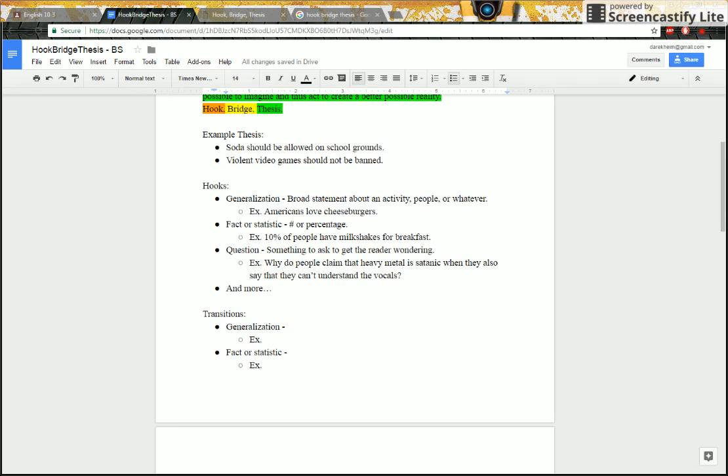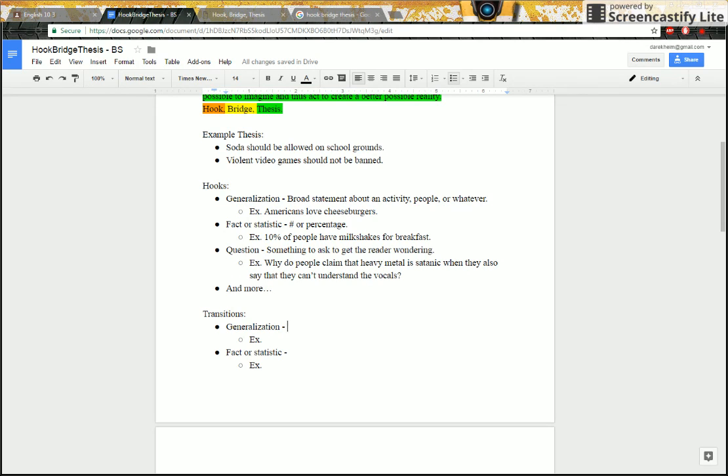So onto the bridge or the transitions. Now the bridge transitions the reader from the hook to the subject of the paper to prepare for the thesis. The bridge can be several sentences long, and it explains a little bit about the subject or dilemma. The reader may need some background information, context, or relevance on the subject.